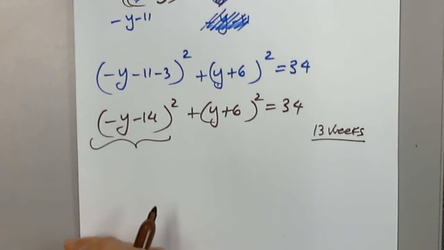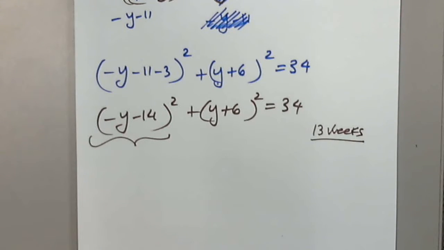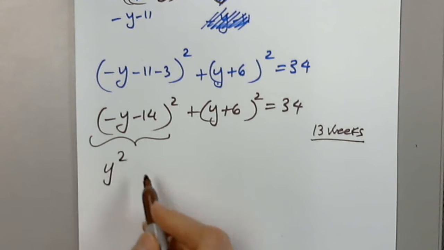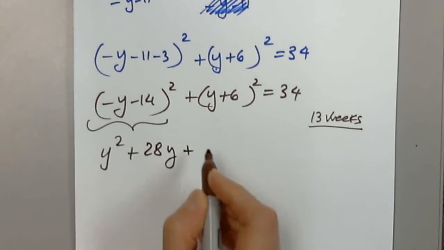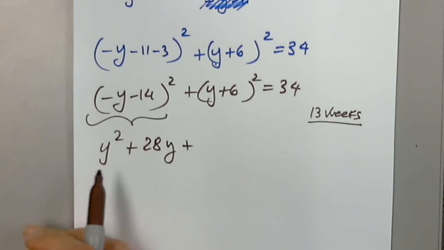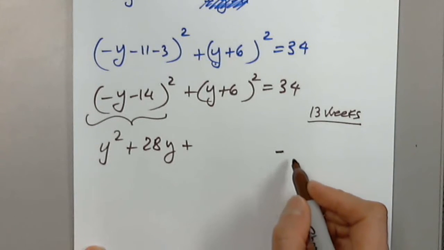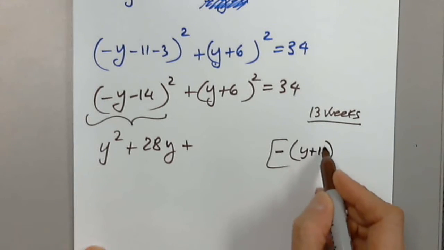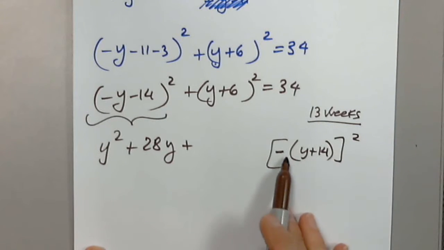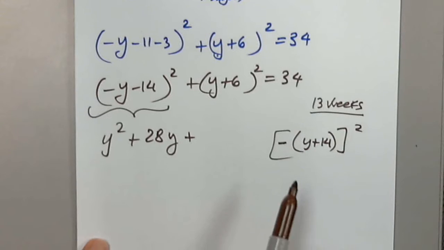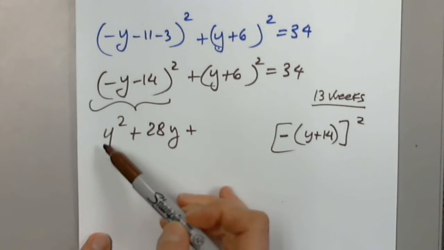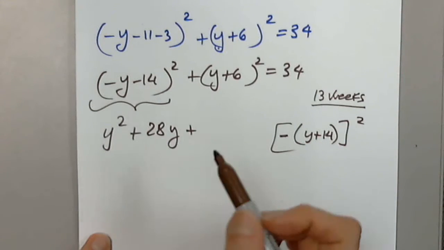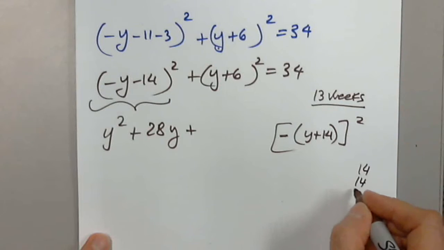So how many terms? 3 terms. Very good. The first term squared, minus 2 times the first times the second, plus the second term squared. Why do I know it's all positive? Because I can factor out negative 1. It's y plus 14, and when you square negative 1, it's positive. Because both terms are negative, everything will be positive. So the first term squared plus 2 times the first times the second, plus the second term squared. So how much is 14 squared?